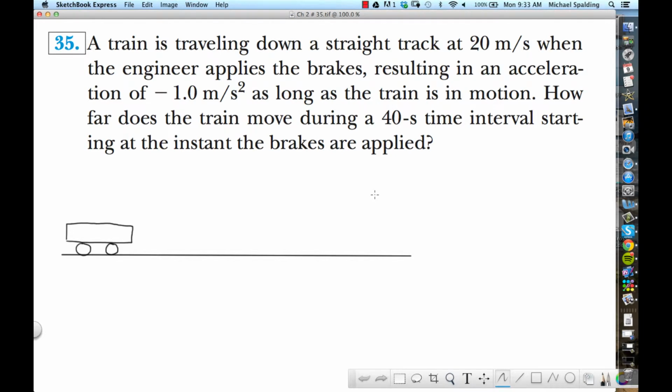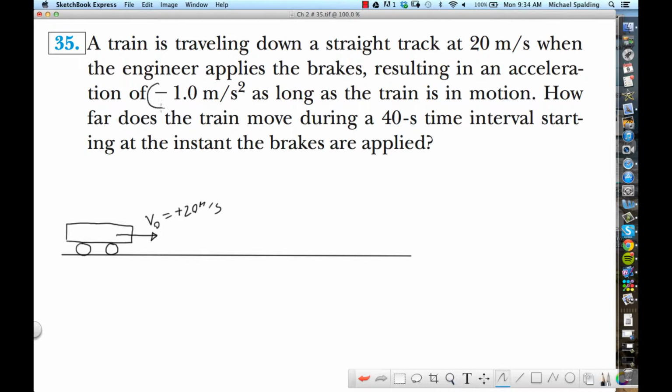Okay, a train is traveling down a straight track at 20 meters per second. So do your diagram, show all the given information. So V initial is positive 20 meters per second. Now one thing I noticed right here, it says the engineer applies the brakes, resulting in an acceleration of negative 1 meter per second squared.